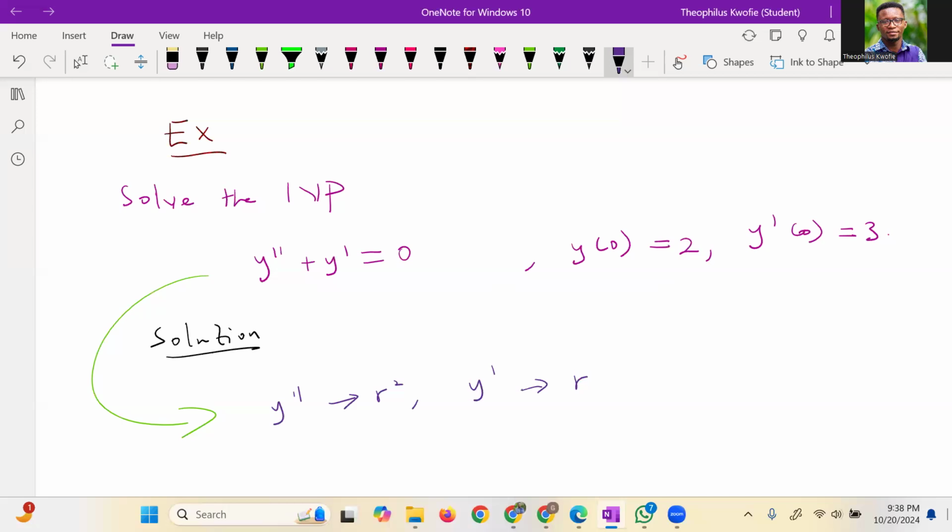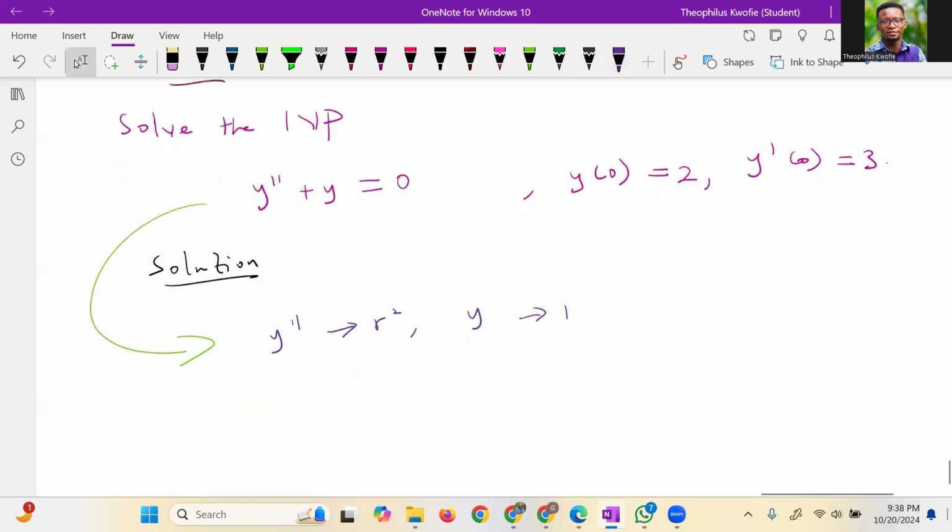Now, let me change this to y, so that my y is now going to be one instead of y prime being r. So we're going to use this. Once we have this, then we can plug that back into the ODE. And by doing so, we are going to have r squared plus 1 equal to 0, right?